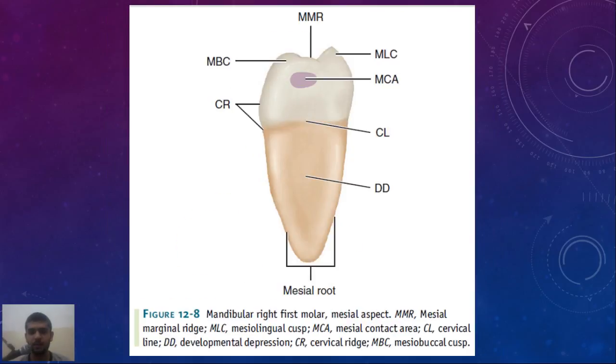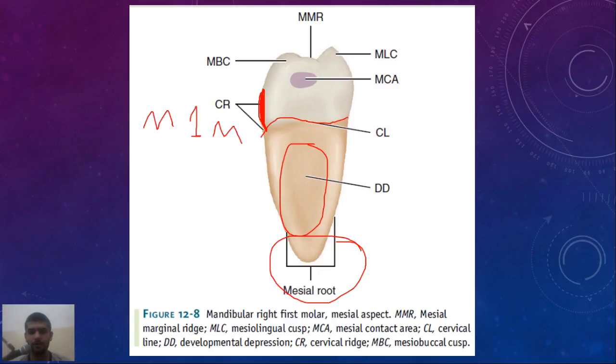From a mesial aspect, we can only see the mesial root, the cervical line, a developmental depression here, and the cervical ridge. It is more prominent in the mandibular first molar and less prominent in the mandibular second molar. So this is the cervical ridge. This is the mesial contact area.